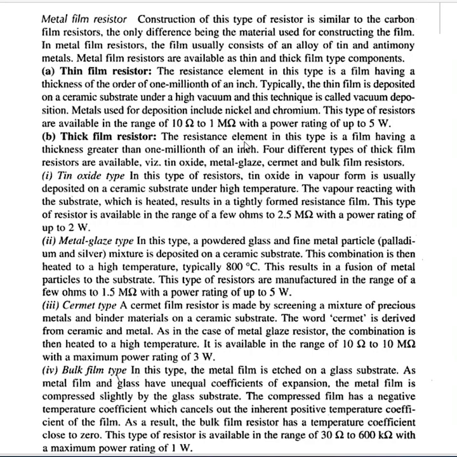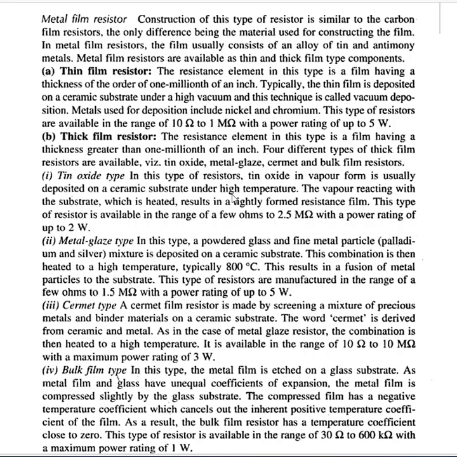Thick film resistor. The resistance element in this type is a film having a thickness greater than 1 millionth of an inch. Four different types of thick film resistors are available: tin oxide, metal glaze, cermet, and bulk film resistors.